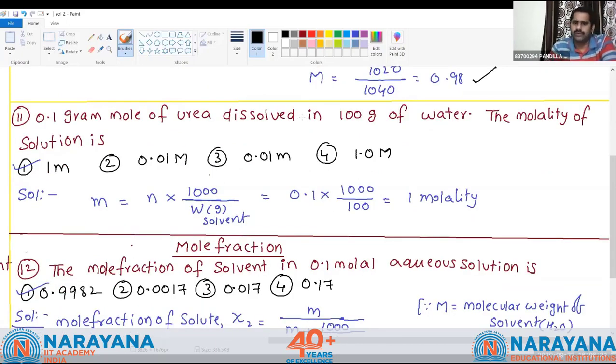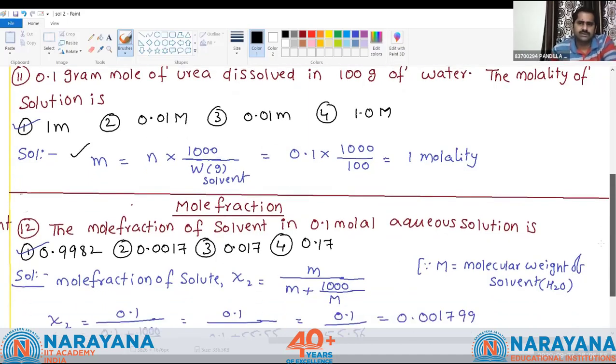0.1 gram mole of urea dissolved in 100 grams of water. The molality is the question. What is the molality formula? Molality is equal to number of moles of solute into 1000 by weight of solvent in grams. That's why number of moles 0.1 into 1000 by 100 is equal to 1 molal.